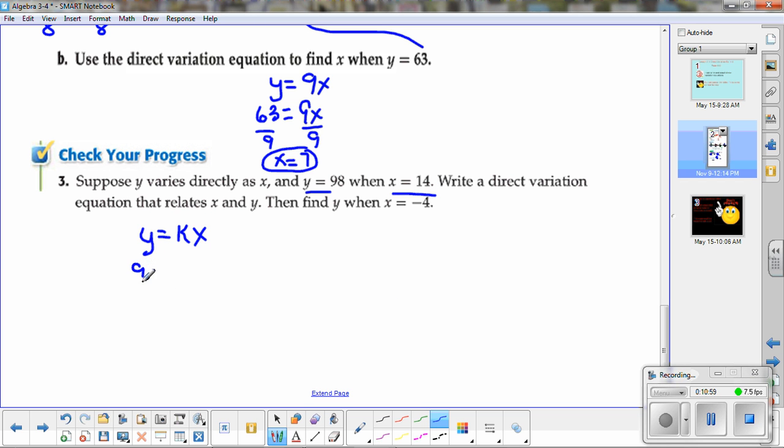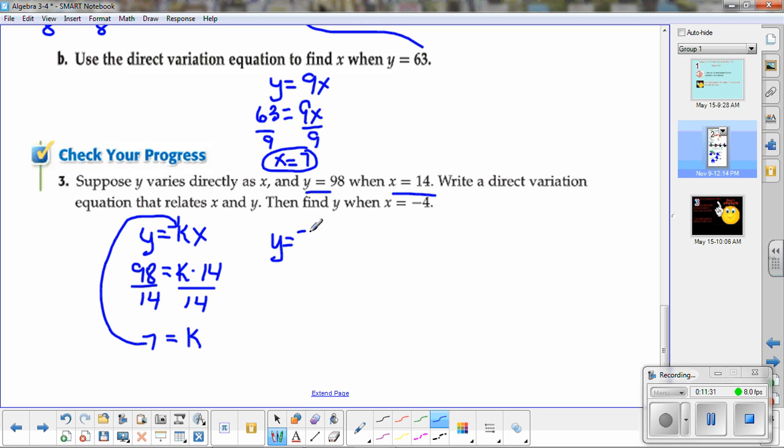So 98 equals k times 14. Now you're going to divide both sides by 14. 98 divided by 14 is 7. So k is going to equal 7. Once we know that k equals 7, we're going to just put that right there to get our equation. So y equals 7x.